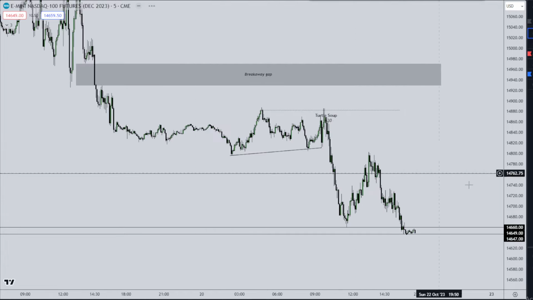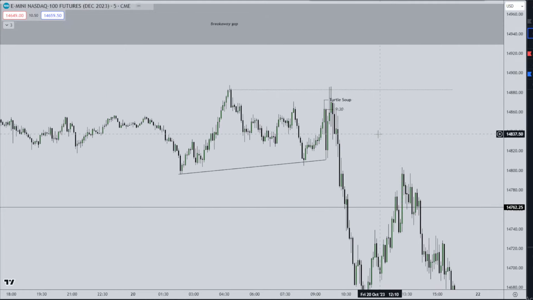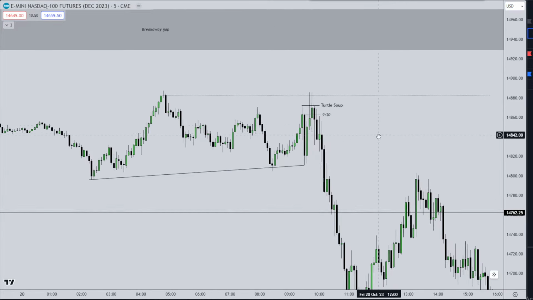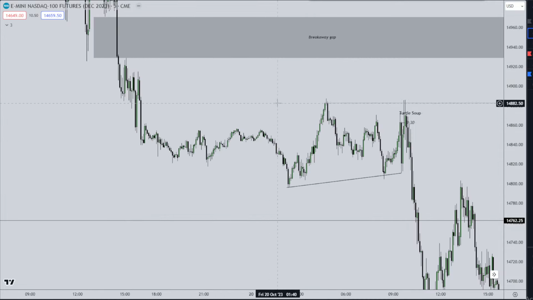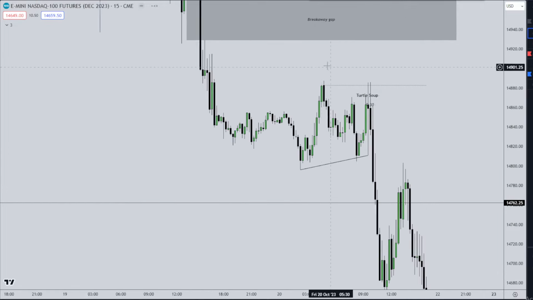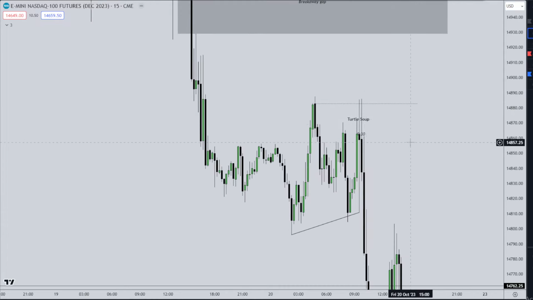So logically, what makes sense? If we're only using draw on liquidity, right, price should not go above here, correct? This high should stay intact because we sweep this liquidity, right? And now this should just be a retracement, which is what we get, right?